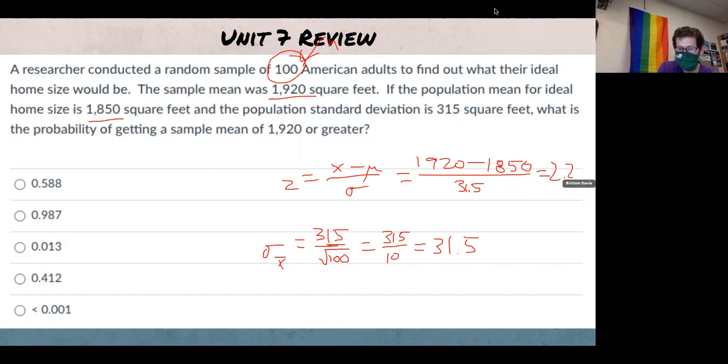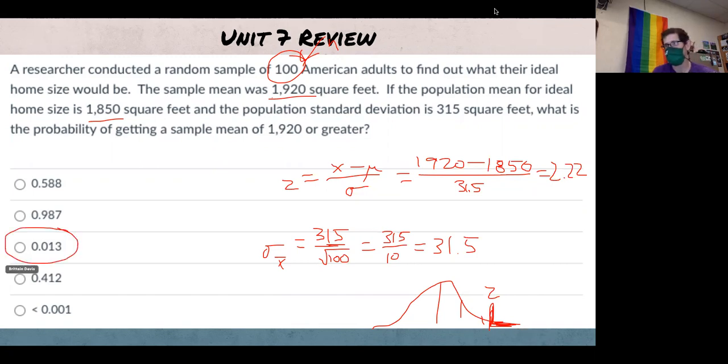All right, so when we do that the correct way, we're going to get a z-score of 2.22. And when we do our normal CDF calculation and ask, what's the probability of getting here or greater, this is just a 0.013 probability. You can plug that into your calculator and double check that.